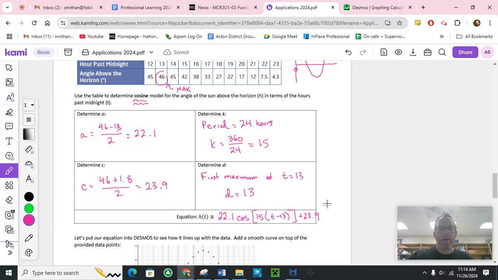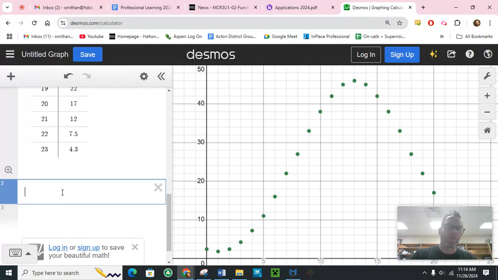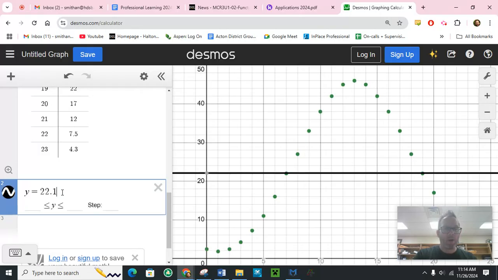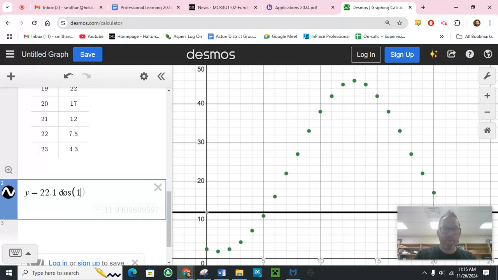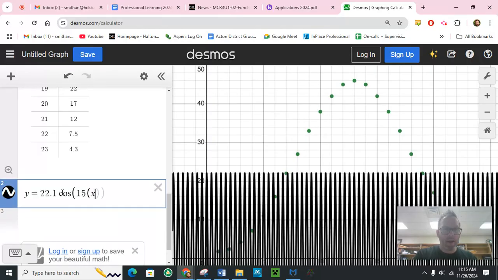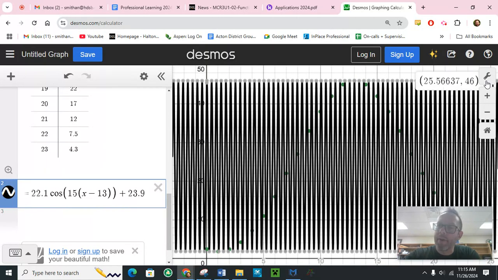And I thought it'd be interesting just to see how well we did. I have this data already ready to go in Desmos. And let's just actually plot the function we had. So 22.1 times the cosine of 15 x minus 13. And before we panic about the graph, I believe I just have to make the graph in degrees.